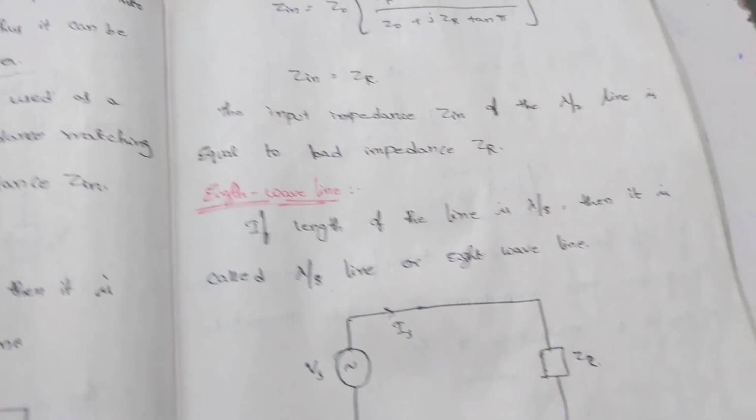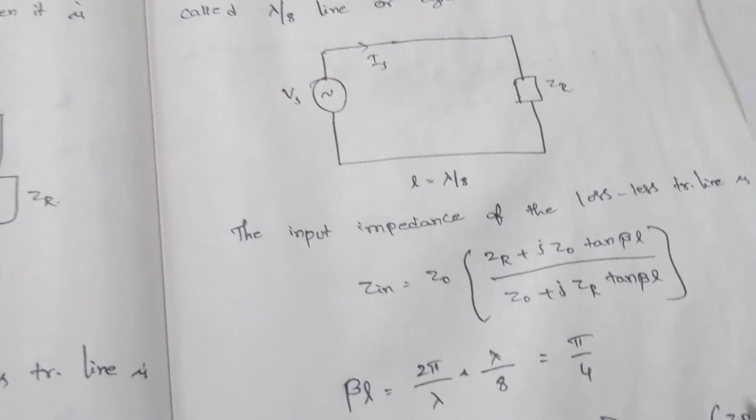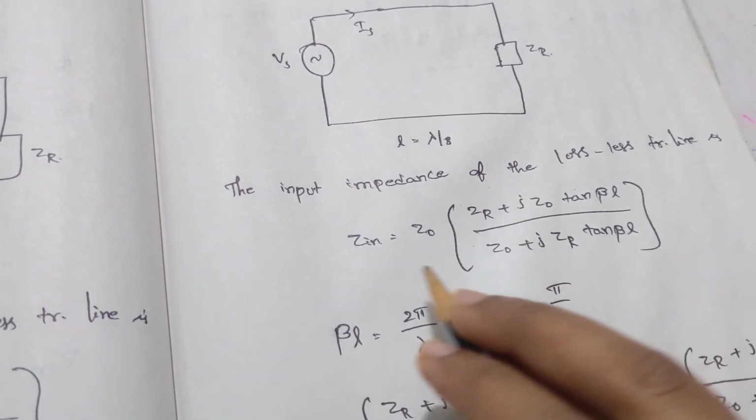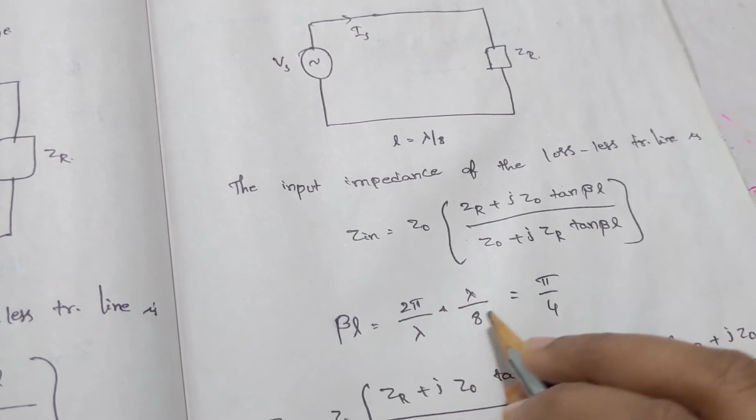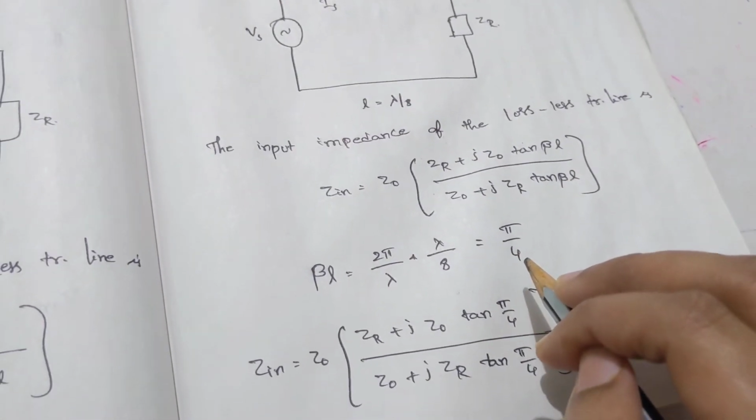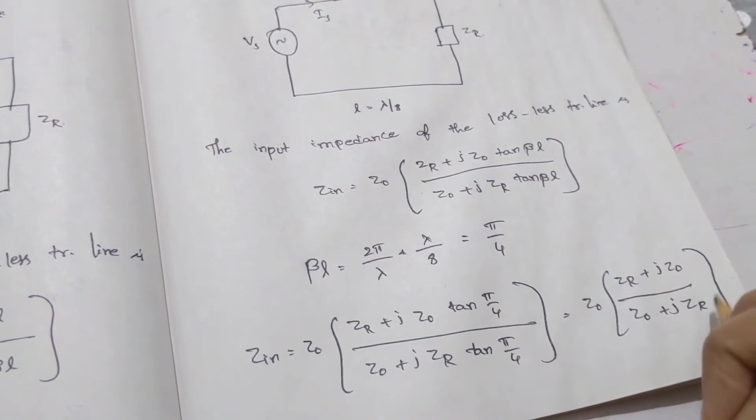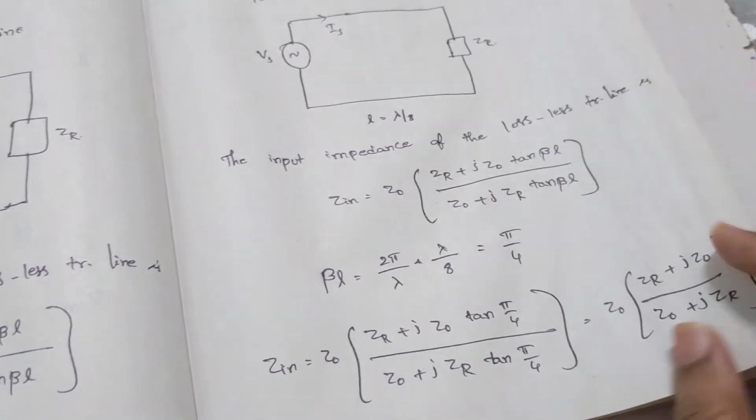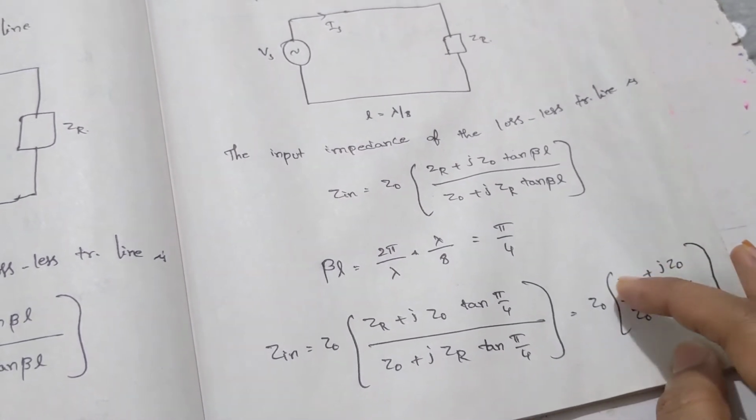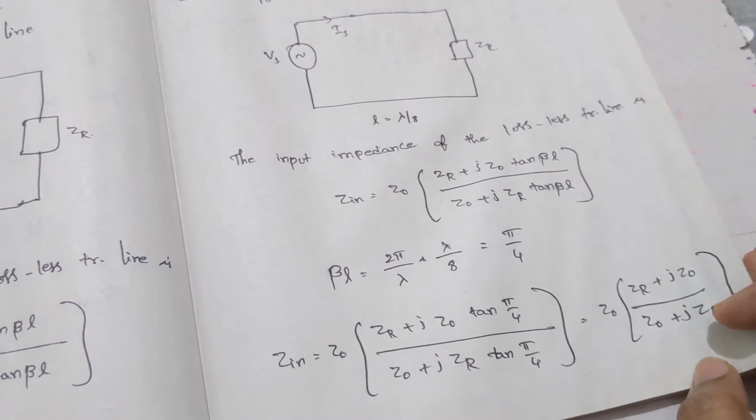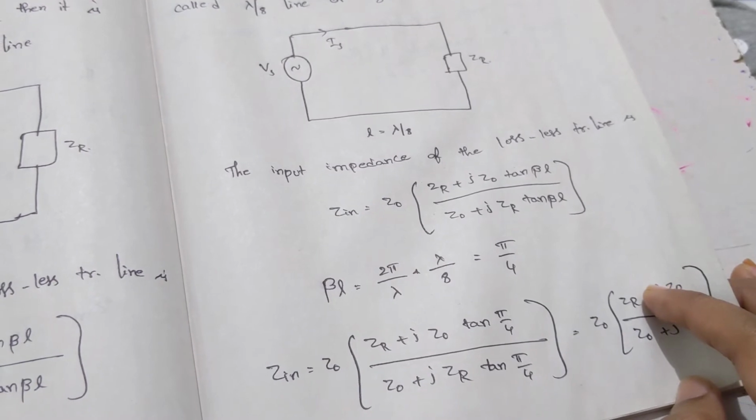When you go for the eighth wave line, the length of the transmission line equals lambda by 8. We simply substitute beta L in the input impedance: 2 pi by lambda into lambda by 8, so beta L equals pi by 4. Tan pi by 4 is nothing but 1. If you observe this expression, the real and imaginary values are equal. The real value Zr in the numerator equals the imaginary value in the denominator. To cancel these two terms is very difficult.